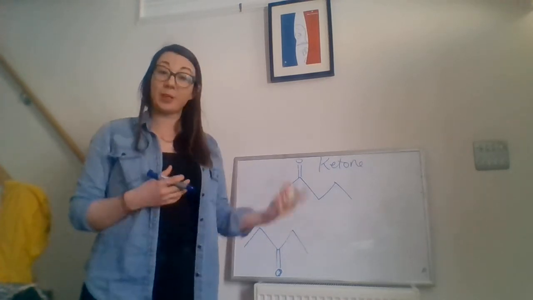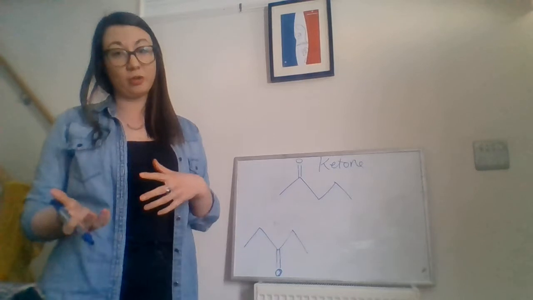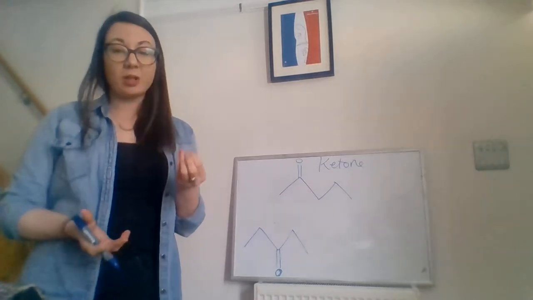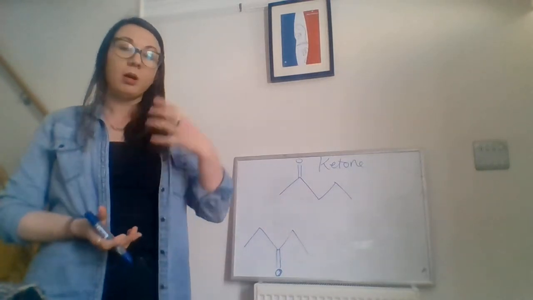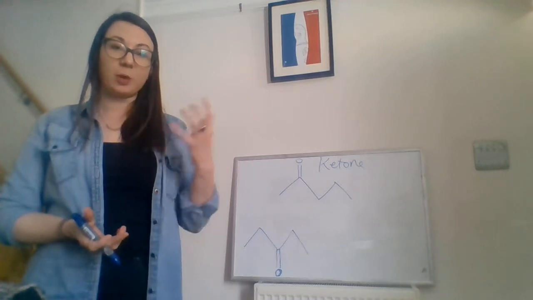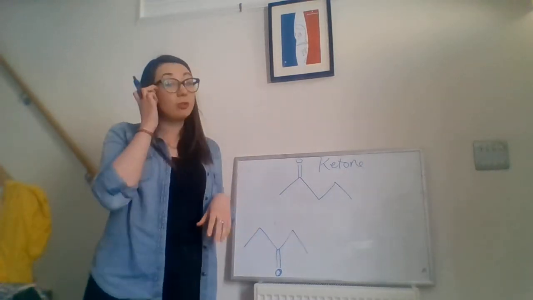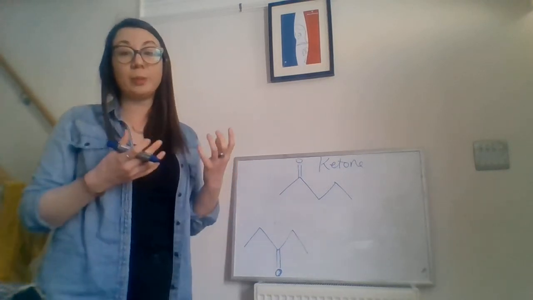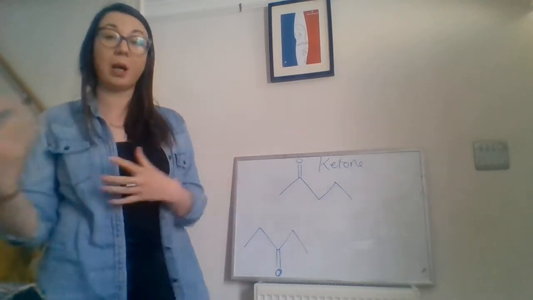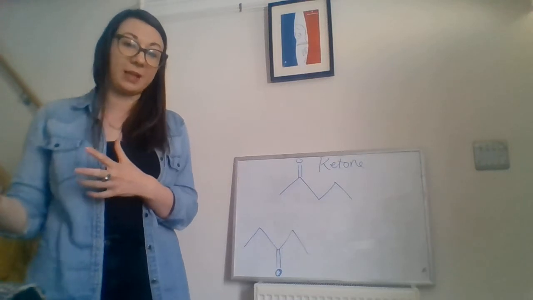We need to find out, is it a position isomer or a functional group isomer? Remember, position isomer just means the position of one of the functional groups in the molecule is in a different place in each isomer. And the functional group isomer means the functional group in the first one is actually broken down and becomes a different functional group in the second one.